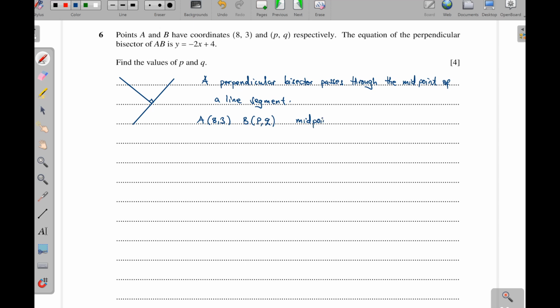So the midpoint here is going to be the average of the x coordinates, that is (h + p)/2, and then the average of the y coordinates, we are having (3 + q)/2. Okay, and we know that for perpendicular lines, M1 times M2, the product of their gradients, is always equal to negative 1.